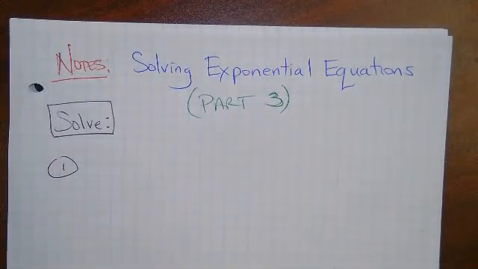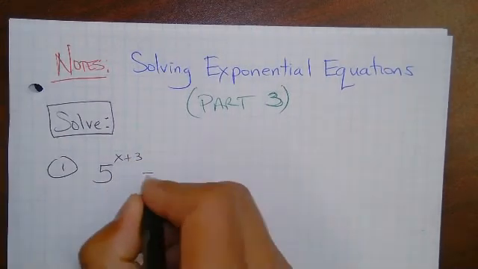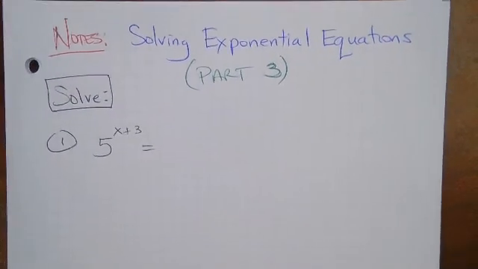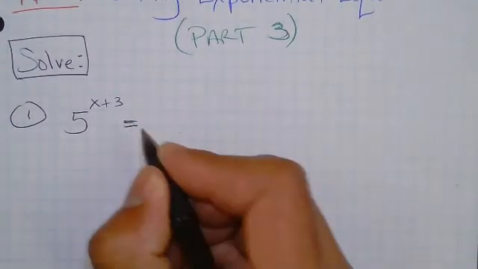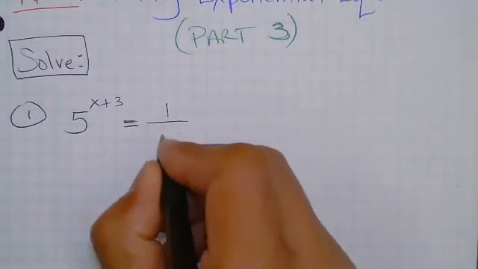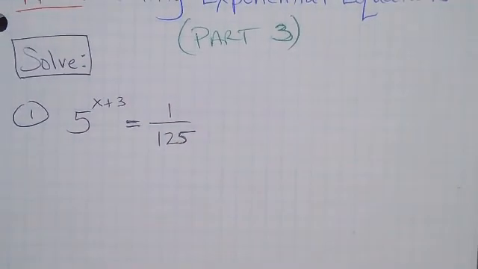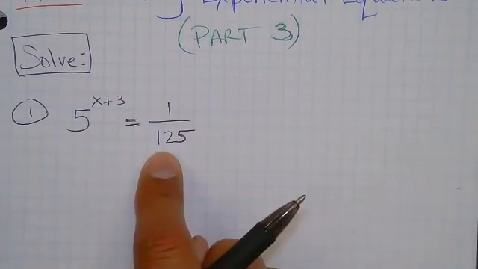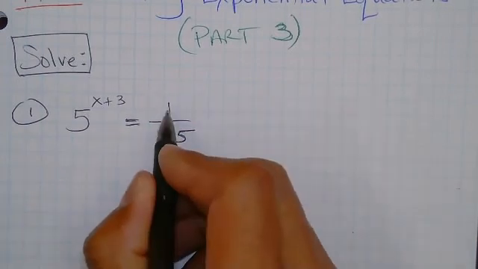What you're going to see now are problems that look like this. 5 to the power of x plus 3 equals, does that scare you? No, you've seen that before. 5 to the power of x plus 3 equals 1 over 125. That part scares you, because it's a fraction. Well, guess what? Don't let it bother you. Don't worry about this one.